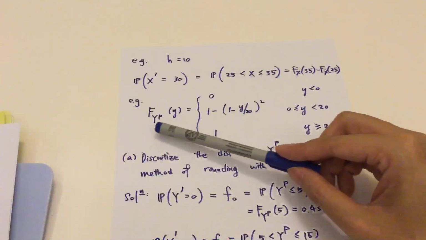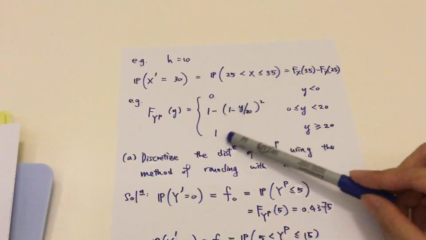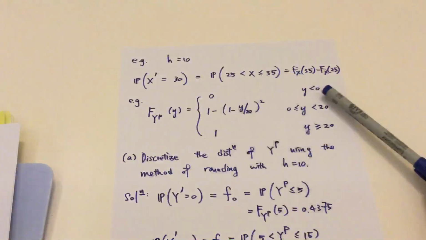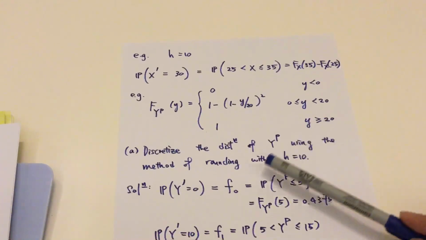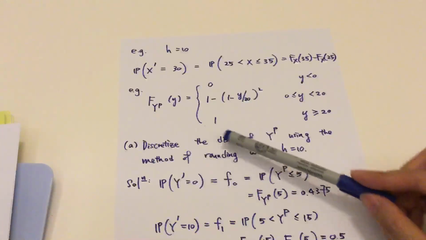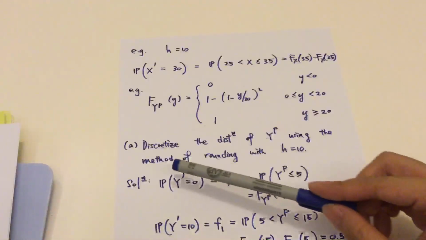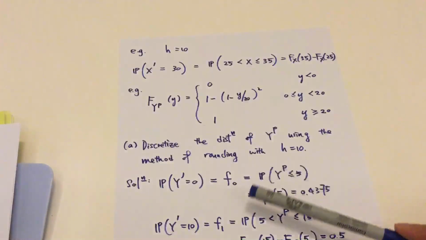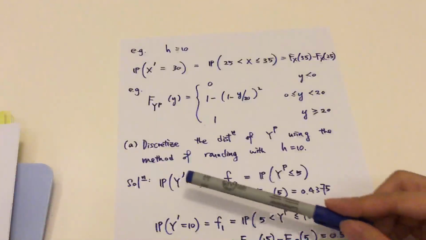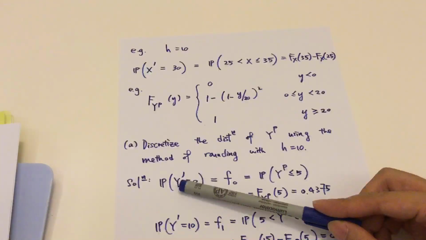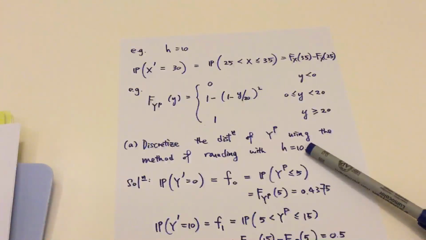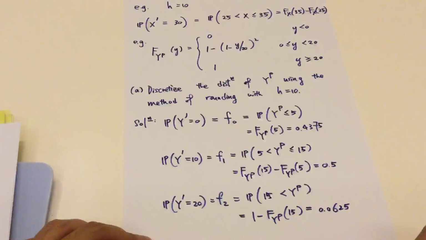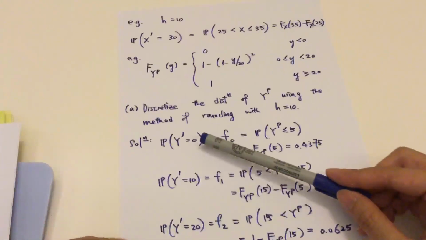As another example, suppose the random variable Y has a CDF like this. It is actually a variable between 0 and 20. Part A is to discretize the distribution of this continuous variable using the method of rounding with a span of 10. That means we need to define another discrete variable, call it Y prime. Y prime will equal a multiple of 10, so Y prime can be 0, 10, 20, 30, and so on. Here we need to find the corresponding probability mass.